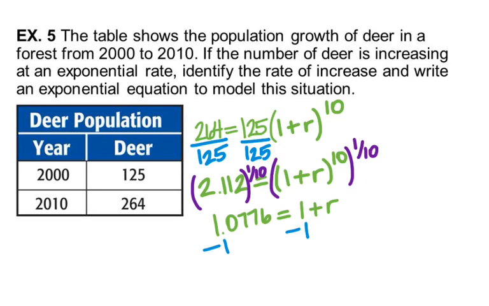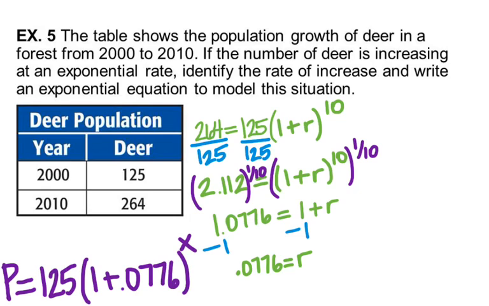And then to get the rate, we just need to subtract 1 from both sides. So our rate then is 0.0776. So this means our rate of increase is actually 7.76%. So now what they want us to do is to write an equation using this rate and the initial value, and we're just going to leave a variable in place of t. So I'm going to say that the population equals 125 times 1 plus 0.0776 raised to the x power, or you could put t power, either way.